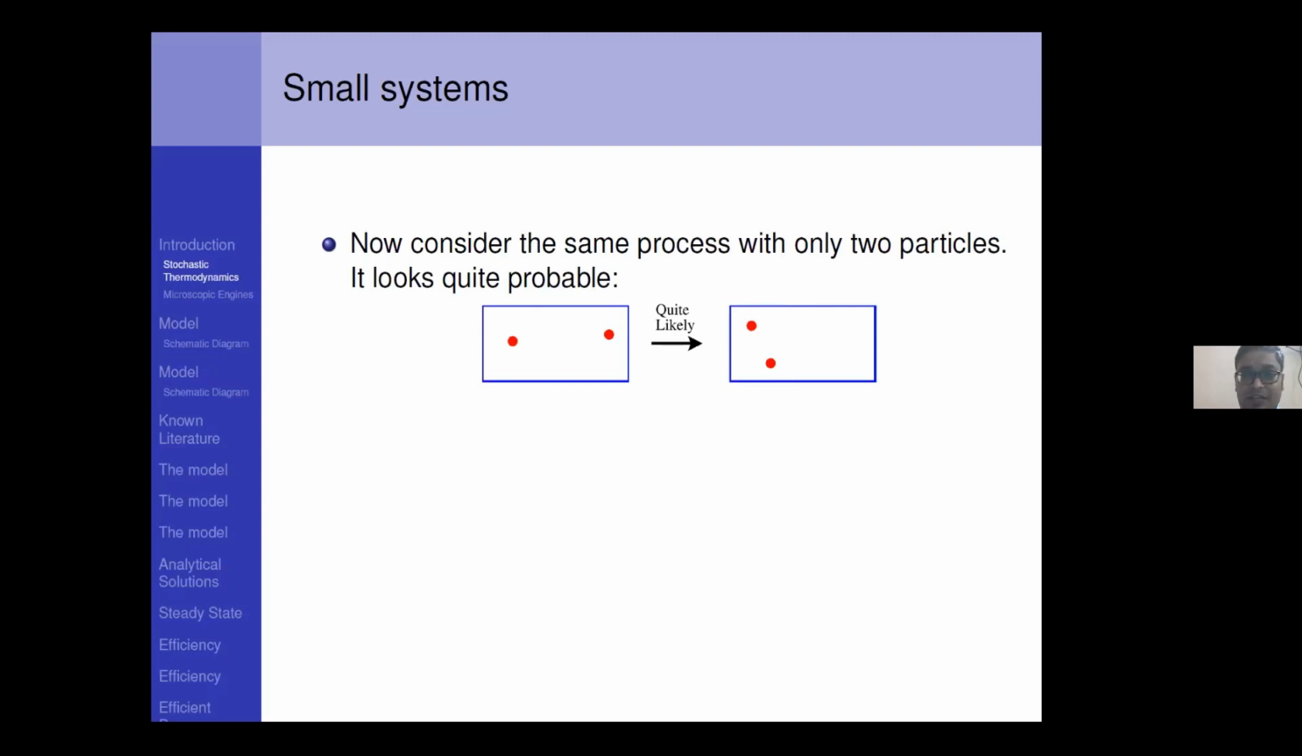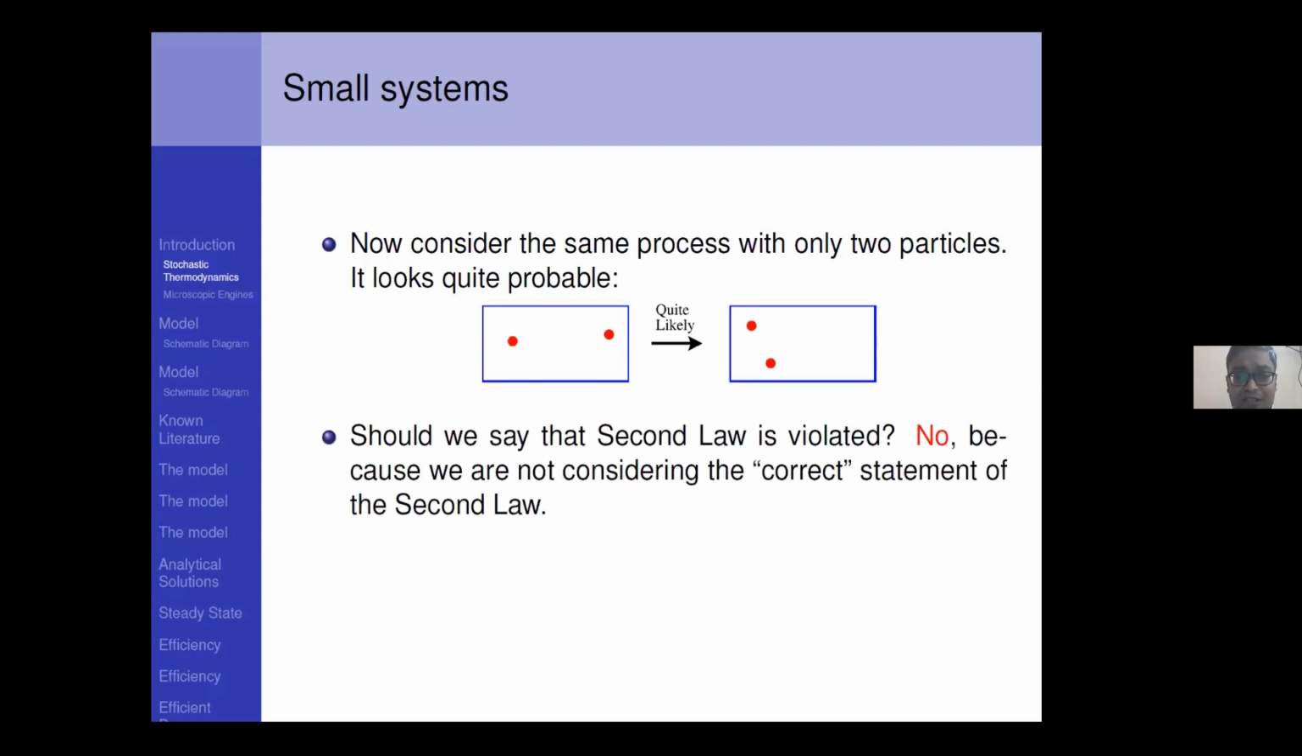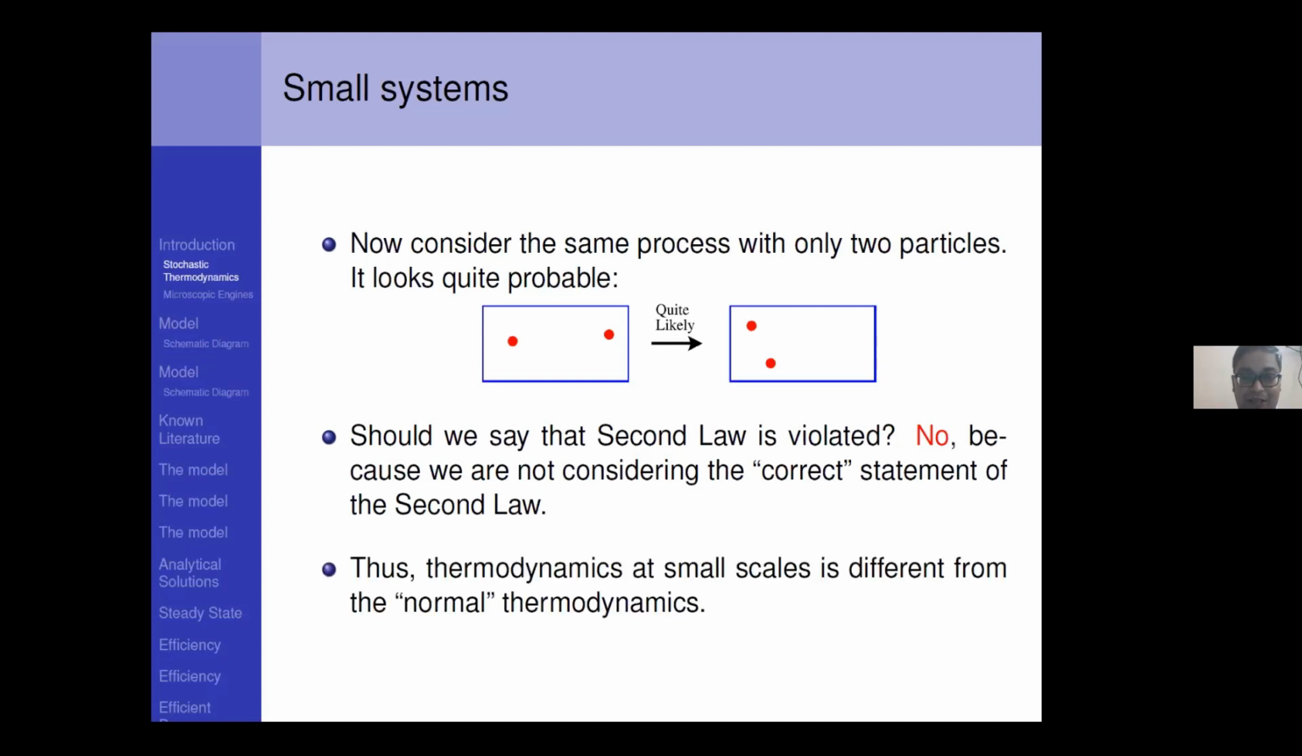Okay. Now, can we say that the second law is violated? Because it seems that the entropy is decreasing in this case. Should we say the second law is violated? No, because the quote-unquote correct statement of the second law is actually, I'll get to that a while later. But this example should be enough to convince you that the thermodynamics at small scales is different from the thermodynamics at large scales.